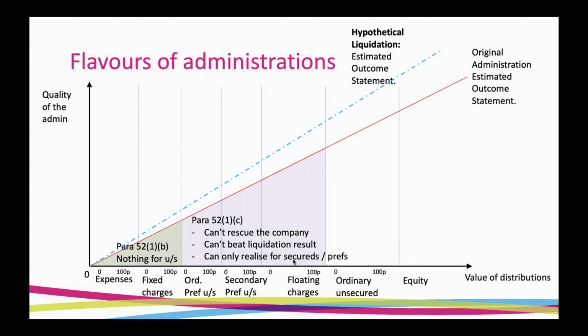52(1)(c) and 52(1)(b). They do describe situations that are very, very similar, and in many cases where 52(1)(c) applies, 52(1)(b) will also apply. And if both apply, then you need to make sure that you tick the box for 52(1)(b) as well as 52(1)(c), because for the purposes of remuneration, 52(1)(b) is the important one.